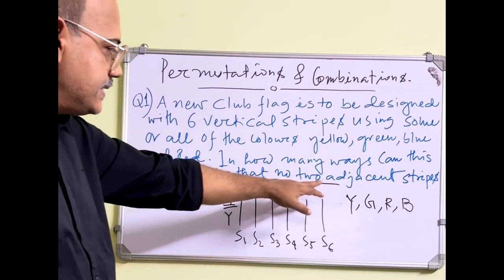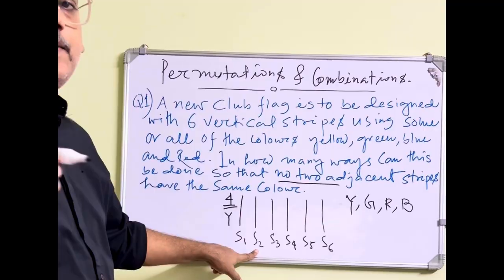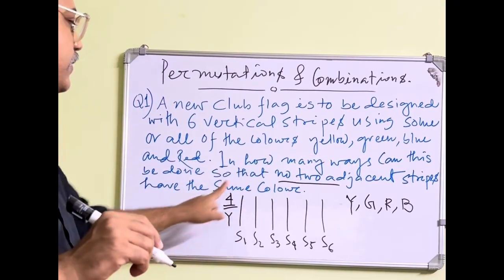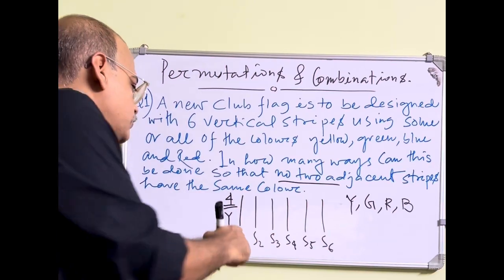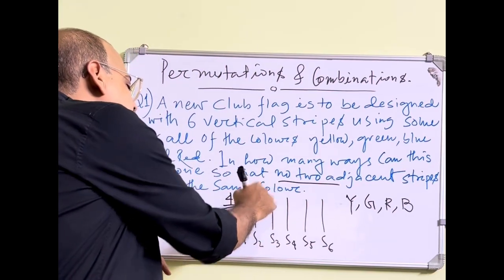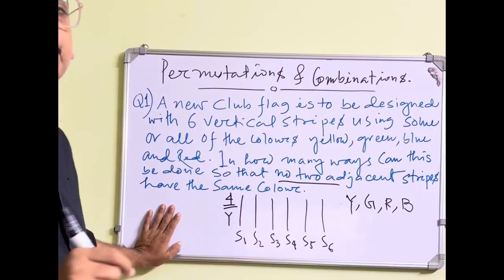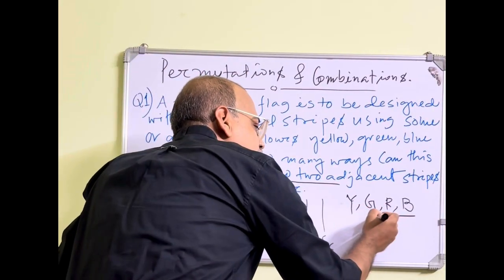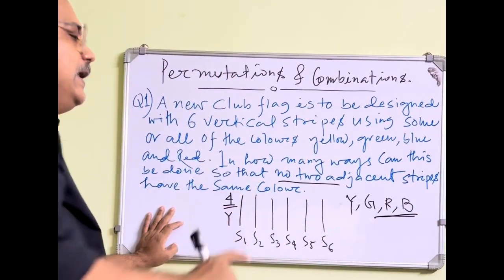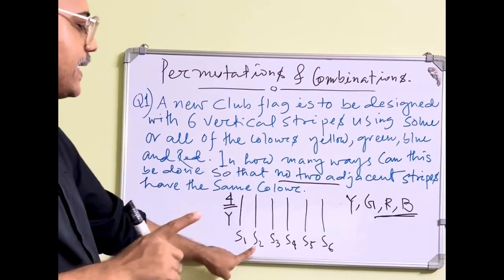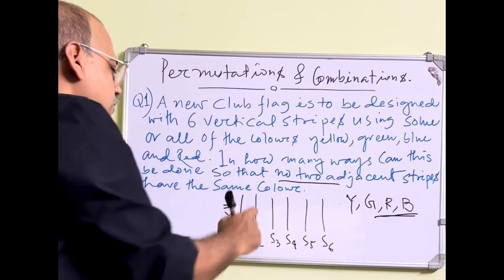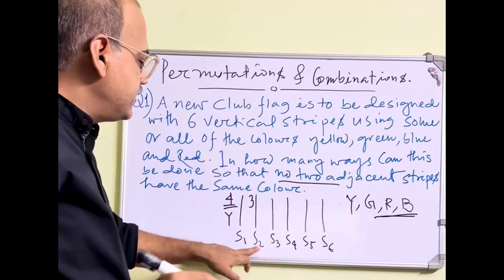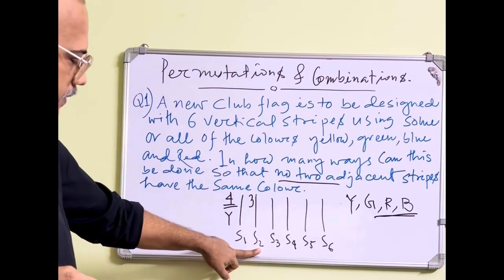By the condition given, the second strip cannot be colored yellow because no two adjacent strips can have the same color. So if I need to color the second strip, what are the options left? These 3 options are left from which I can choose for the second strip. So it would be 3 different ways I can color the second strip.